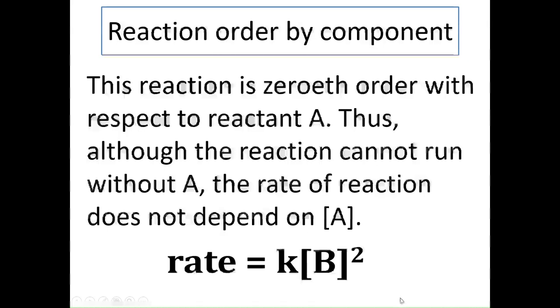By the way, reaction order just has to do with the exponent. If something's 0th order, it's got an exponent of 0. If it's second order, it's got an exponent of 2. If it's first order, it's got an exponent of 1. All right, so right now we figured out that the rate of reaction for this reaction depends only on B and not on A, but it depends on B to the second power.